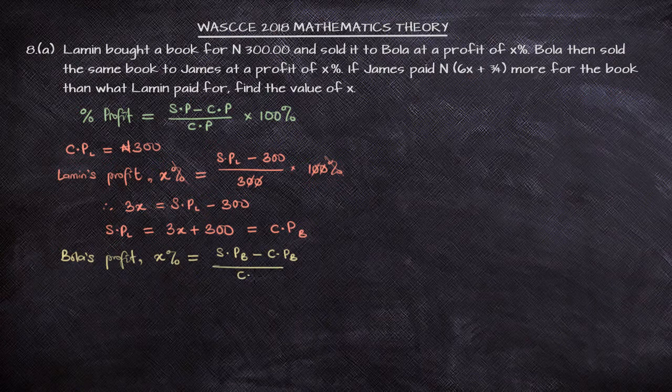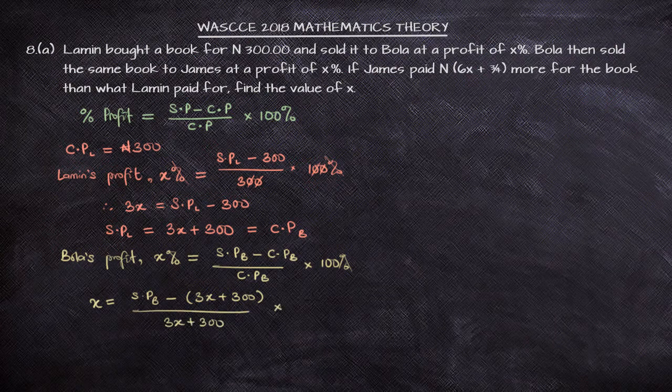But that cost price of Bola has been evaluated to be the selling price for Lamin. So here, if you put in the value of the selling price for Lamin, which is the same as the cost price for Bola, X will be the selling price for Bola minus the cost price for Bola, which is 3x plus 300, divided by that cost price, 3x plus 300, multiplied by 100. So now if we want to cross multiply, we'll have x into 3x plus 300 is equal to the selling price of Bola minus 3x plus 300, all multiplied by 100.